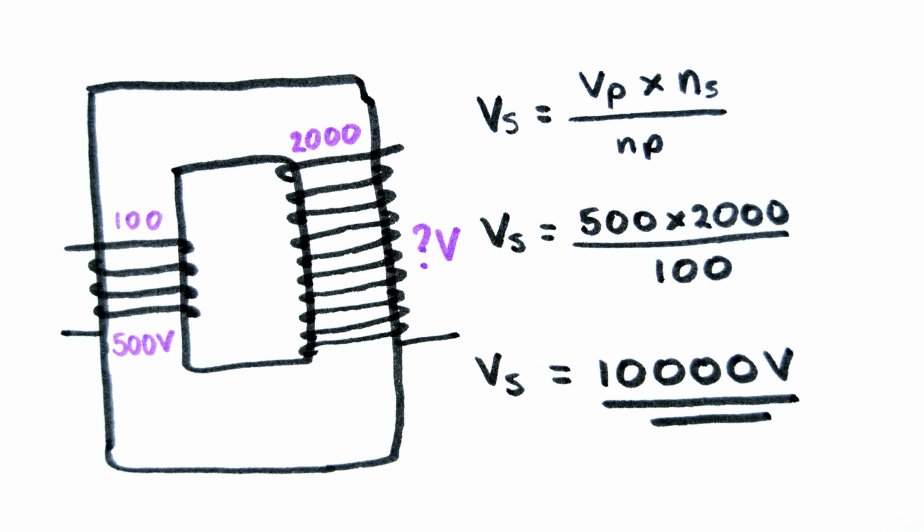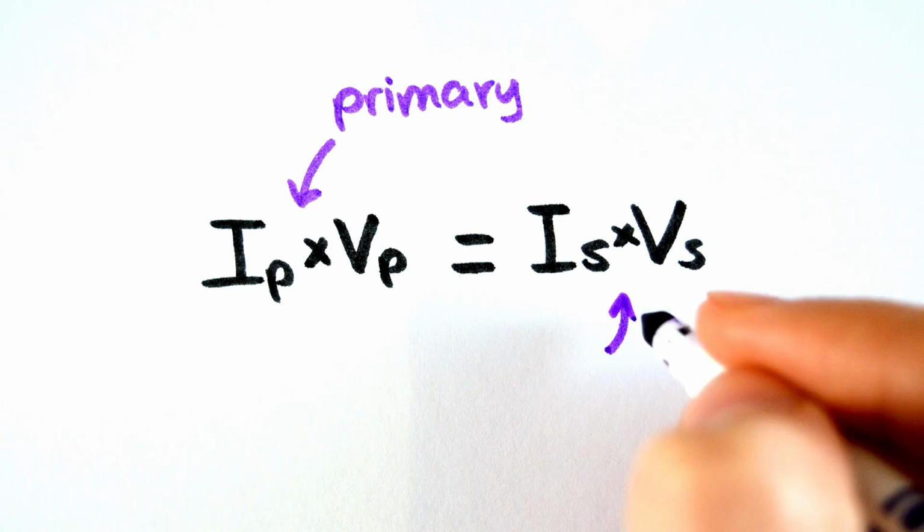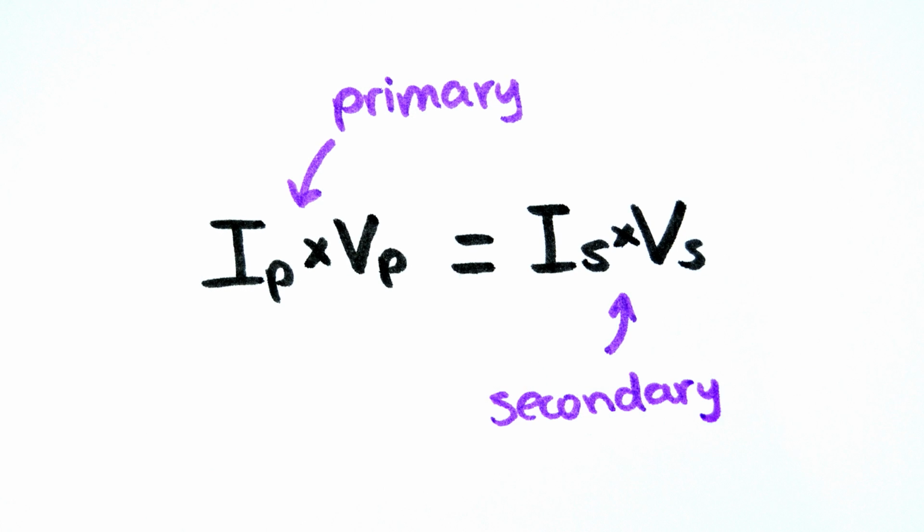Transformers are almost 100% efficient, so we can assume that the power that goes into them also comes out. This gives us another handy formula, which is the current in the primary coil times the potential difference across it equals the current in the secondary coil times the potential difference across it.